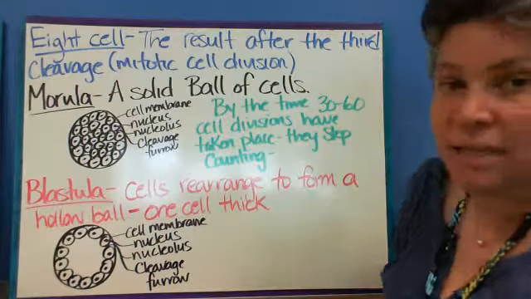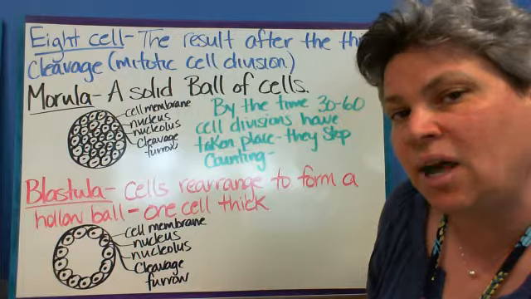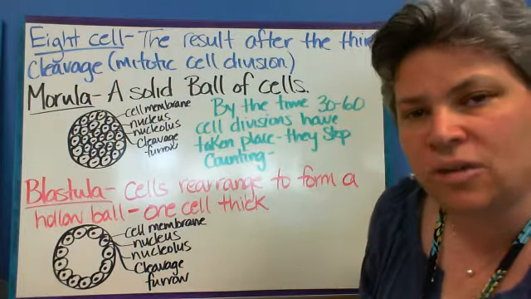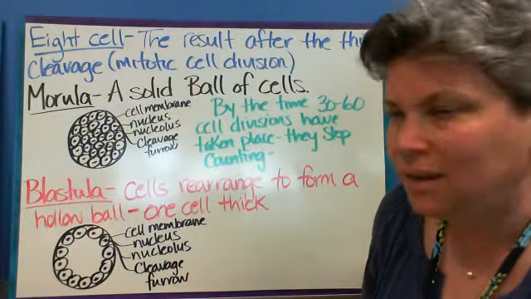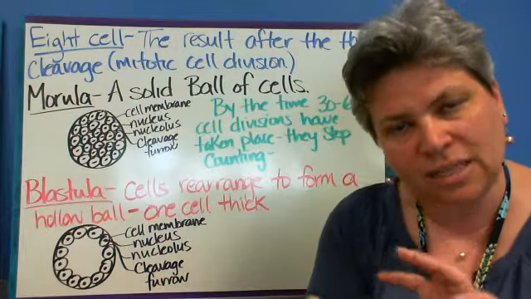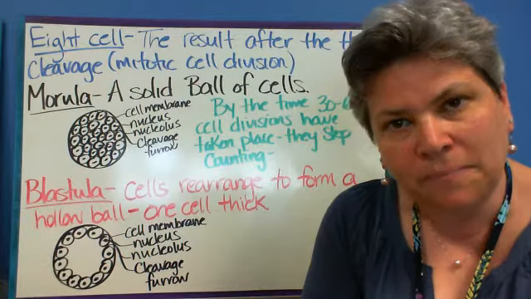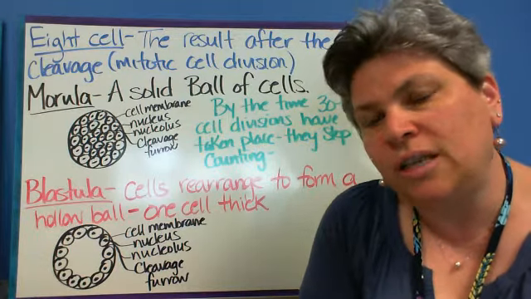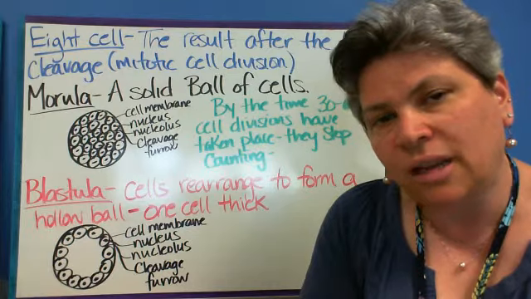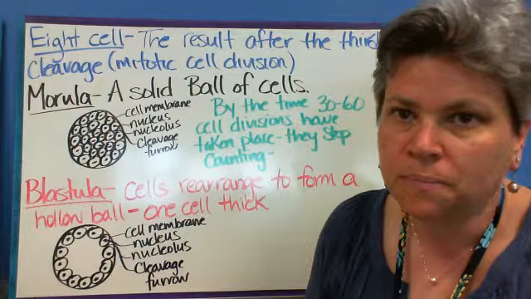Next we come to the 8-cell, which would be the result after the third cleavage, or the third mitotic division. There's a picture of the 8-cell there in your note packet. It's very difficult, as you can imagine, to draw three-dimensionally 8 cells in a circle. So if you would please label the cell membrane. You can insert a nucleus and a nucleolus into one of the cells, and you can also label the cleavage furrow in those cells as well.